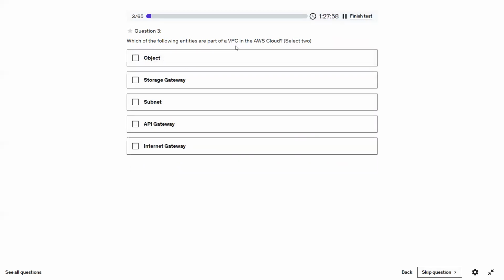Which of the following entities are part of a VPC? When you create a VPC, what are the parts? One is the subnet and one is the internet gateway. The internet gateway automatically gets created. The internet gateway will connect the resources inside the VPC to the public internet. Object is nothing. Storage gateway is just to connect: if you are on premises and you want to extend your storage and use storage from the cloud, then you can use the storage gateway. API gateway is just the gateway service for APIs, the common endpoint. So all these are wrong. Subnet and internet gateway look correct.